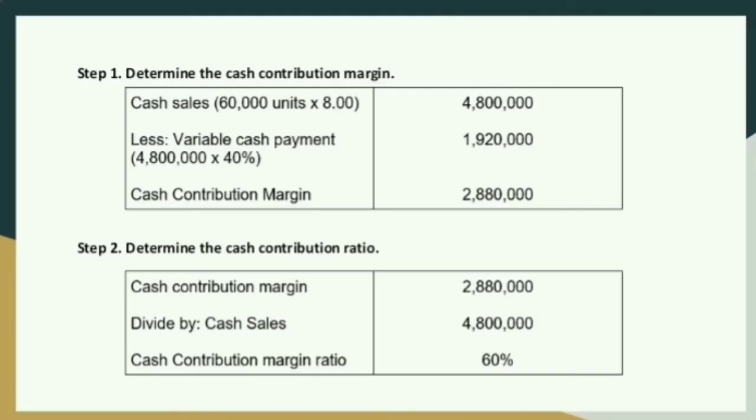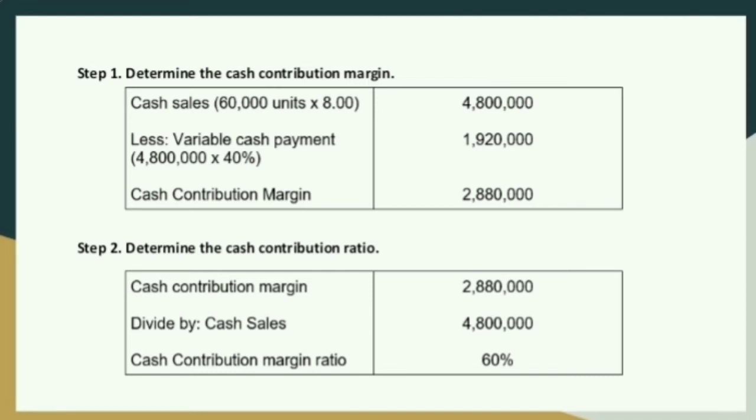So step 1, determine the cash contribution margin. So for cash sales, imong i-multiply ang monthly units produced and sold sa selling price per unit. So that is 4,800,000. Since giingon naman na ang variable cash payments is 40% of cash sales, imong multiply ang cash sales sa 40%. So that is 1,920,000. So i-minus ang cash sales sa variable cash payment, ang cash contribution margin is 2,880,000.